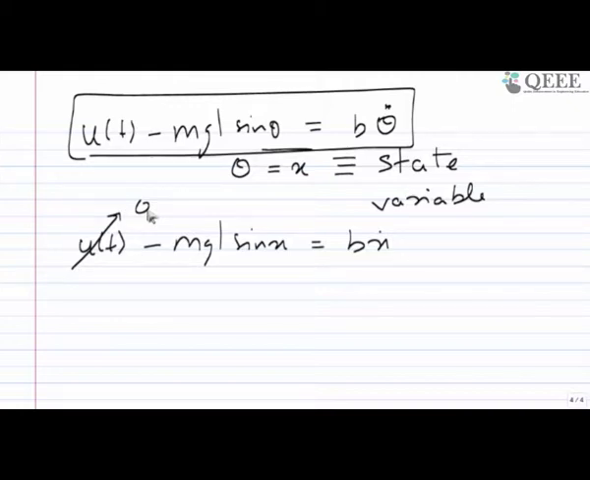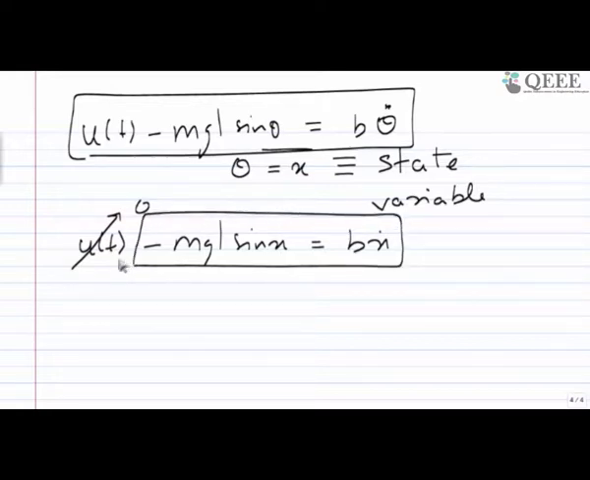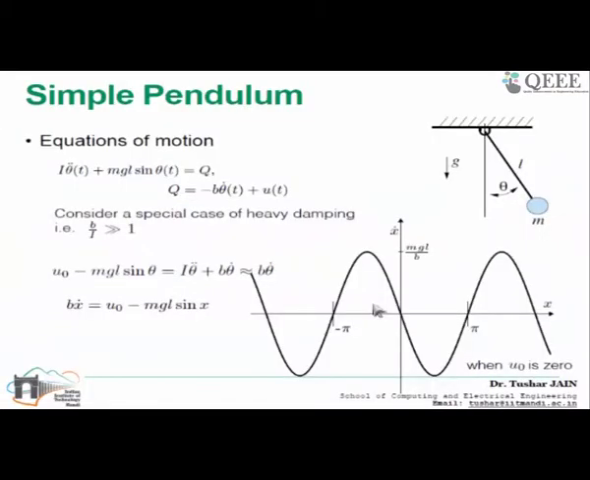When I put u to 0, meaning I do not give any external input to this motion, just a free motion with some initial condition, meaning an initial theta which is not 0, then if you visualize only this equation, the equation gives you this plot.